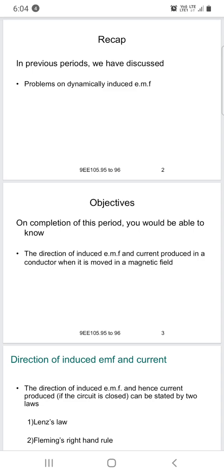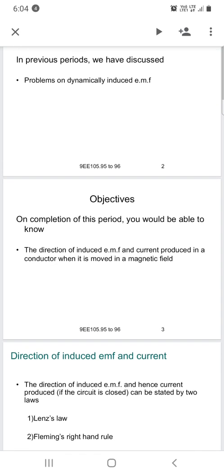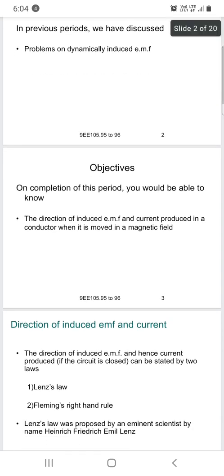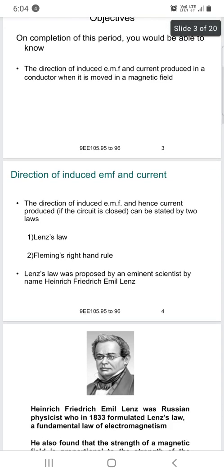In the previous class, we discussed problems on dynamically induced EMF and types of induced EMF. In today's class, the main objective is the direction of induced EMF and current produced in a conductor when it is moved in a magnetic field.